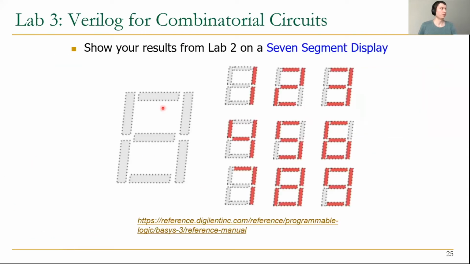Lab 3. In Lab 3, we will go deeper into combinatorial circuits. We will learn how to display the result of the previous lab, the addition operation, on a 7-segment display. As you see here, whatever the result of the addition is, we will display that as a number.